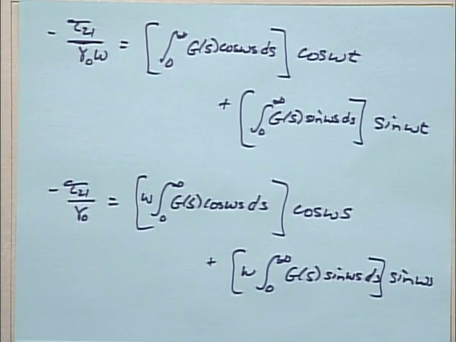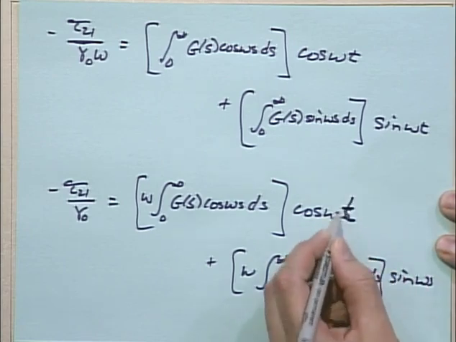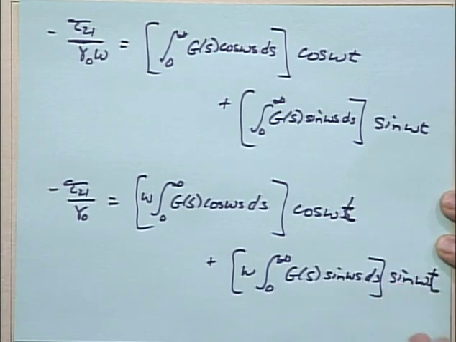Did I forget something? I just put s instead of t's on the outside. Cosine omega t. You're right. Thank you. These are omega t's. Thank you.